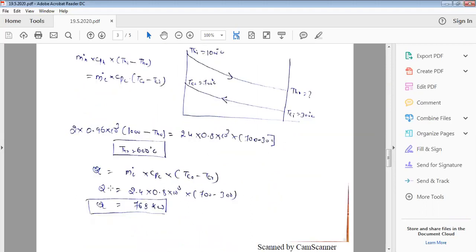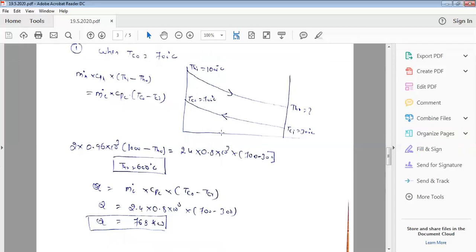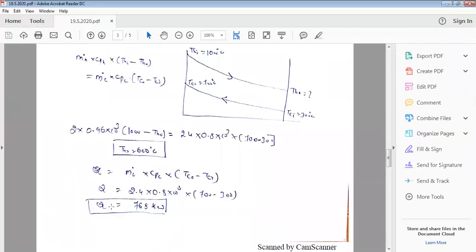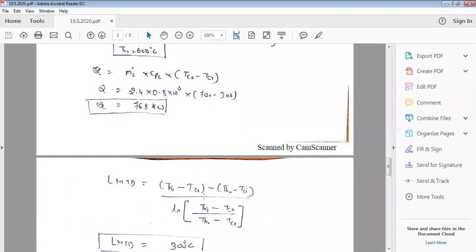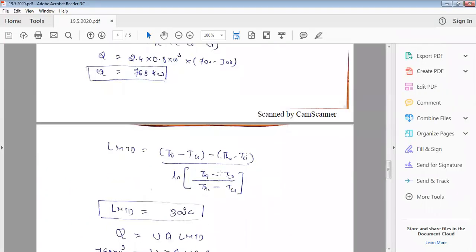Now, the amount of heat transfer. Again, the same equation I have taken for the cold fluid, the heat gained by the cold fluid. So Q is equal to mass flow rate of cold water times specific heat times temperature difference. Here the mass flow rate is 2.4 and CPC is the specific heat of the cold fluid. With the temperature difference, it roughly comes to about 768 kilowatts. Next, LMTD, if I calculate for counter flow and substitute all the values, it comes to about 300 degrees Celsius.